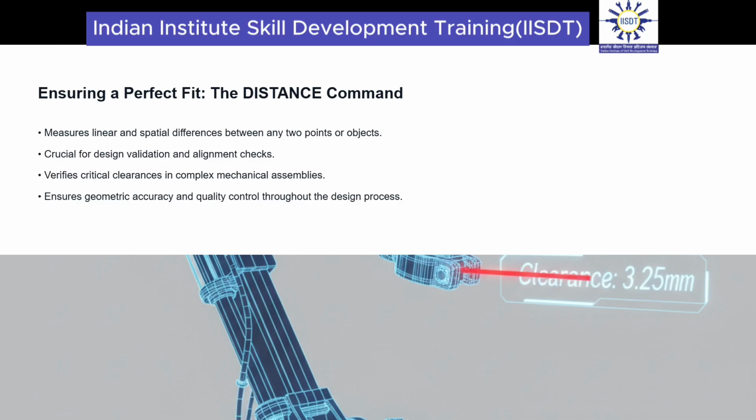An automotive engineer might use it to check the clearance between a spinning fan blade and its housing, ensuring they will never collide. A product designer can verify that the gap between two mating plastic parts is correct for a perfect snap fit. In large-scale construction, it can be used to check the alignment of structural steel beams in a 3D model before they are ever erected on site.